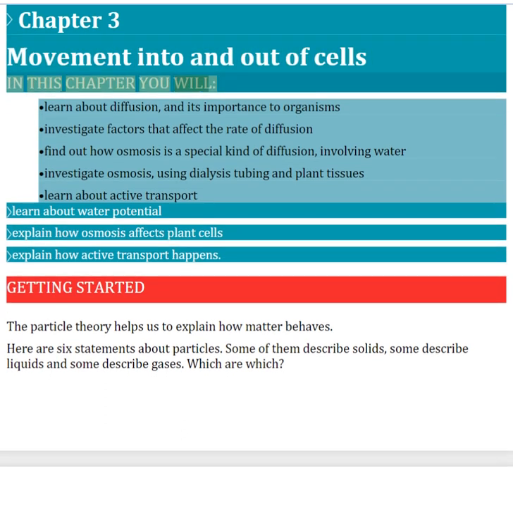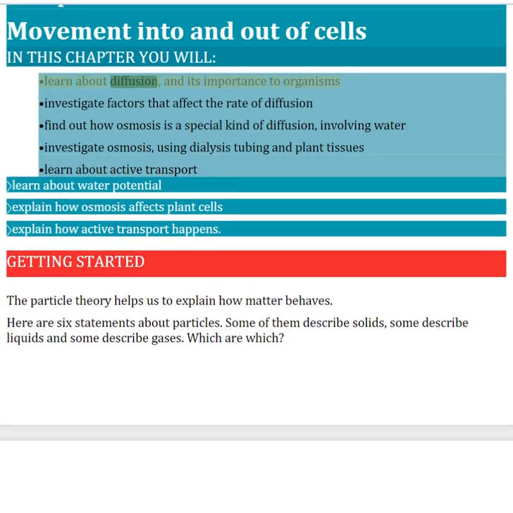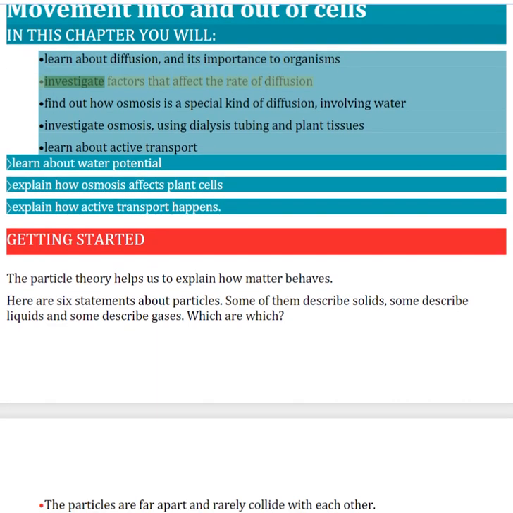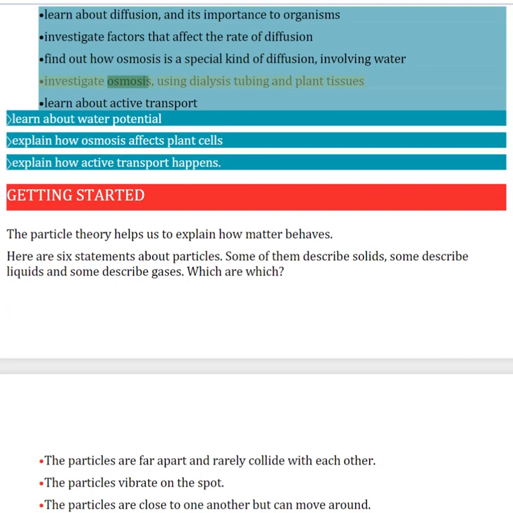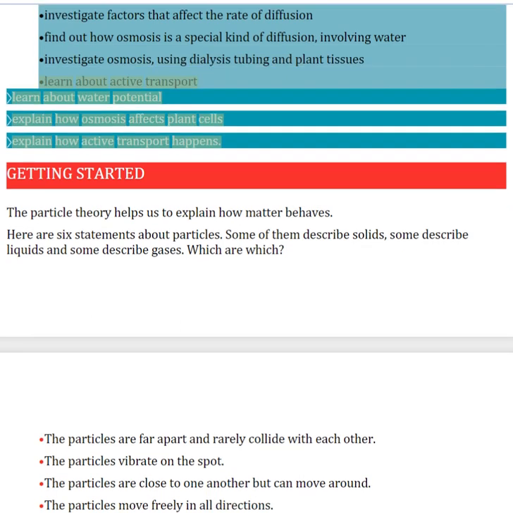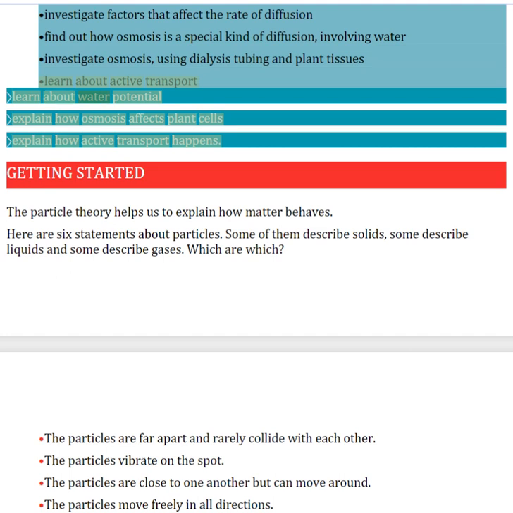In this chapter you will learn about diffusion and its importance to organisms. Investigate factors that affect the rate of diffusion. Find out how osmosis is a special kind of diffusion involving water. Investigate osmosis using dialysis tubing and plant tissues. Learn about active transport. Learn about water potential. Explain how osmosis affects plant cells. Explain how active transport happens.